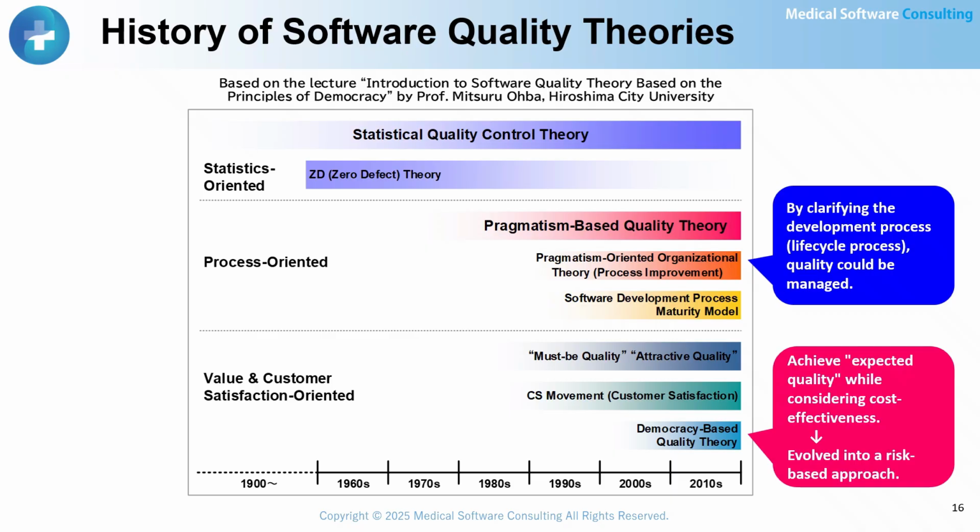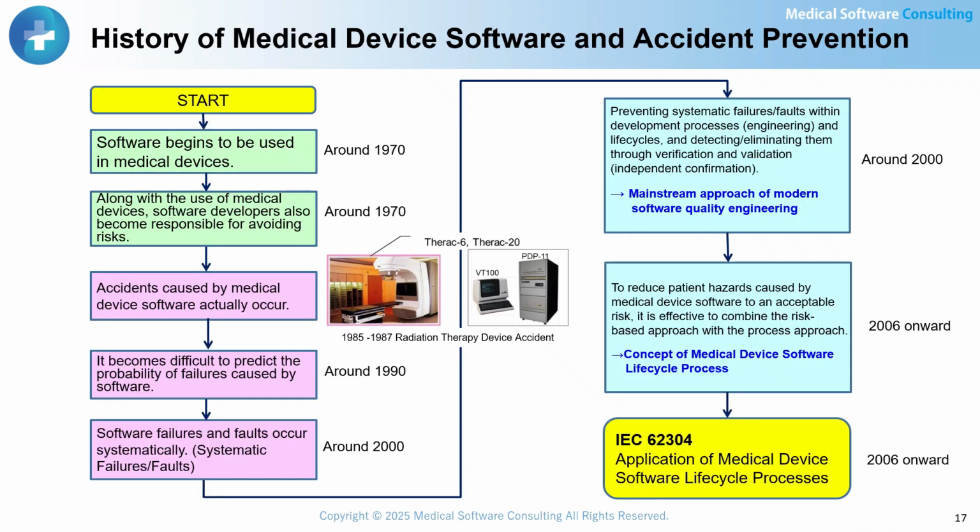In fact, IEC 62304 incorporates both approaches, the process-based approach and the risk-based approach, as part of modern efforts to enhance software quality. On the other hand, the history of medical device software regulation can be seen as a history of preventing the recurrence of software-related accidents. In the 1970s, software began to be used in medical devices, and with this, software developers also took on the responsibility of avoiding risks associated with medical device use.